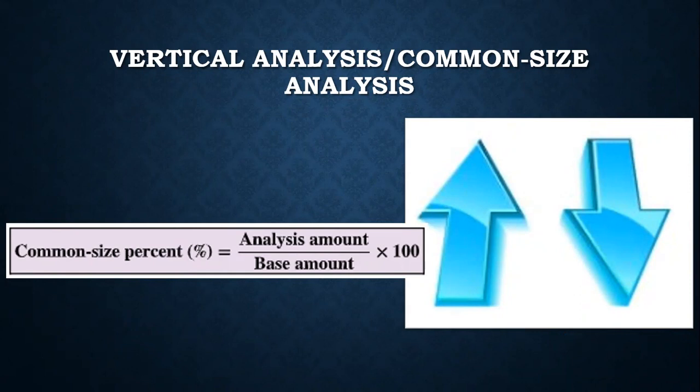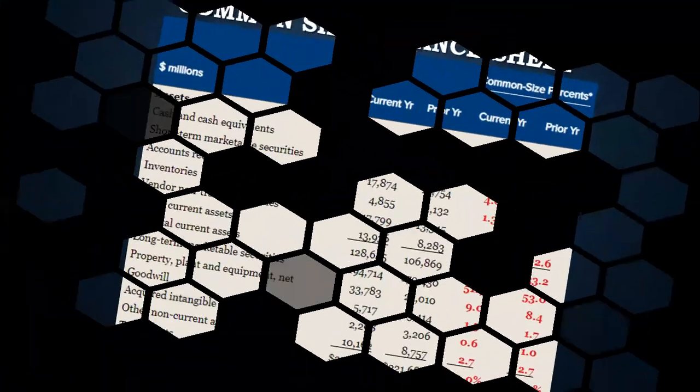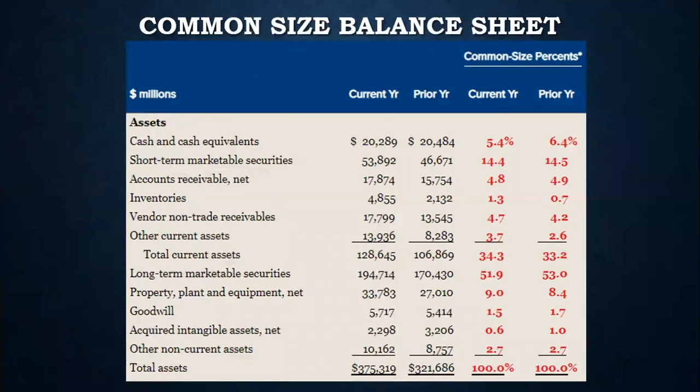So again, we'll just take the analysis amount divided by the base amount. That gives us the decimal. And then if we want to find the percentage, which we do, we multiply it by 100. So same formula, but we're going to have a different base. It's going to be an account, not a period this time. So what we're going to do is, if we're looking at the balance sheet, we're typically going to compare all of our assets. So first, let's look at the current year.